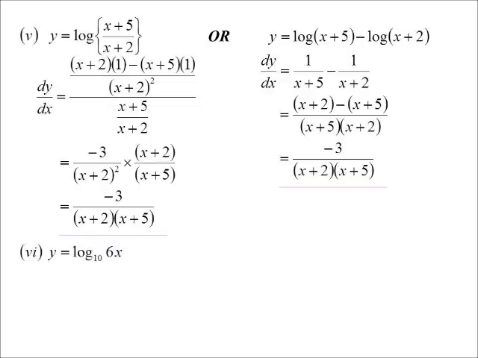Here's one where the base is not e. So remember I said, well, we'll just do it exactly the same way, derivative over the function, but then on the bottom of the fraction we'll also have the log, the natural log of the base. So log 10 in this case. And the 6's will cancel, and we get 1 on x log 10.